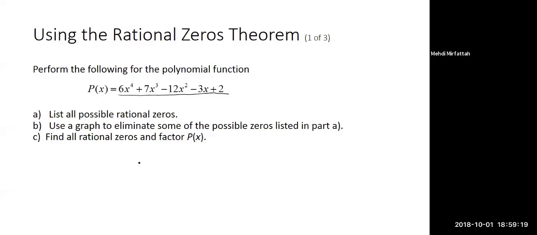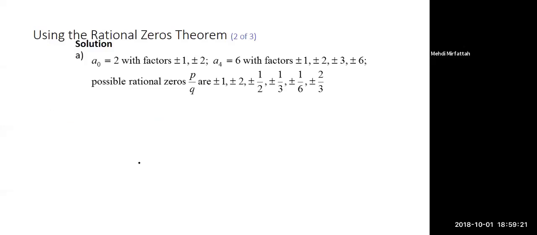All right, so let's take a look. In this example for part A, a0 is equal to 2, so all the factors of that would be plus and minus 1, plus and minus 2. a4 is equal to 6. All the factors of that would be plus and minus 1, plus and minus 2, plus and minus 3, plus and minus 6. So the possible rational zeros would be p over q.